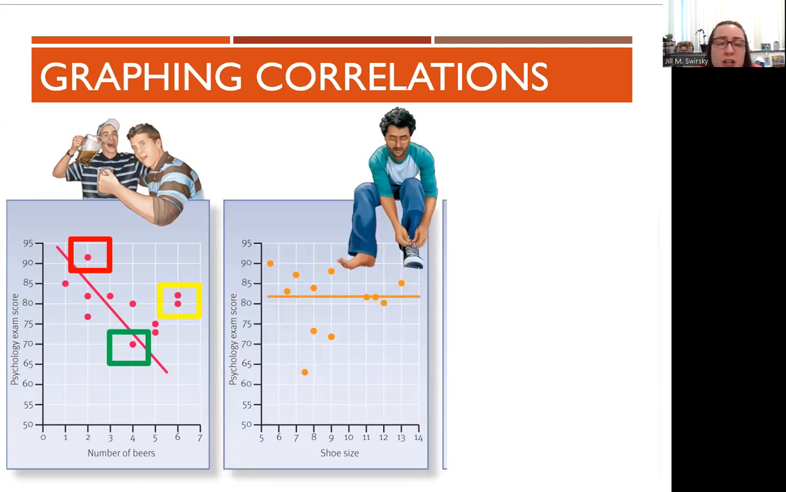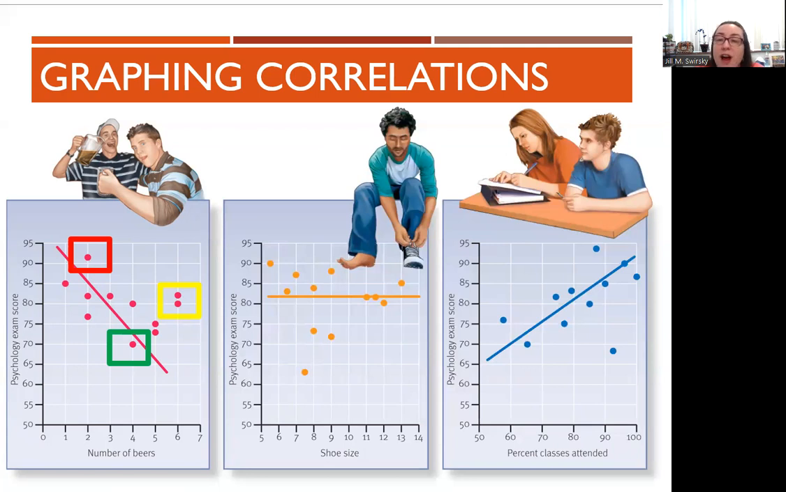Now we're looking at the association between exam score and shoe size. Again, we wouldn't intuitively expect there to be an association between these 2 variables. And that's exactly what we're seeing here. The line is flat. It's going straight across the graph. This tells us that there is no correlation, an R value of 0. There's no correlation between these 2 variables. The dots are all over the place.